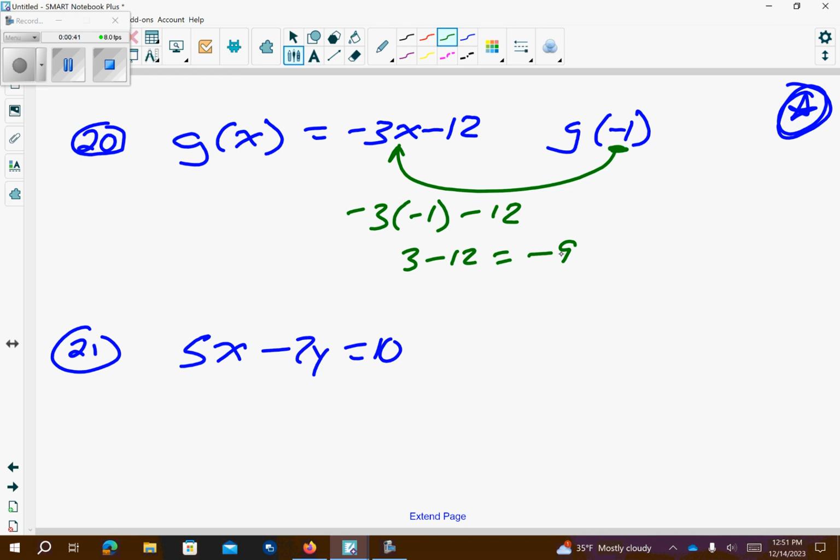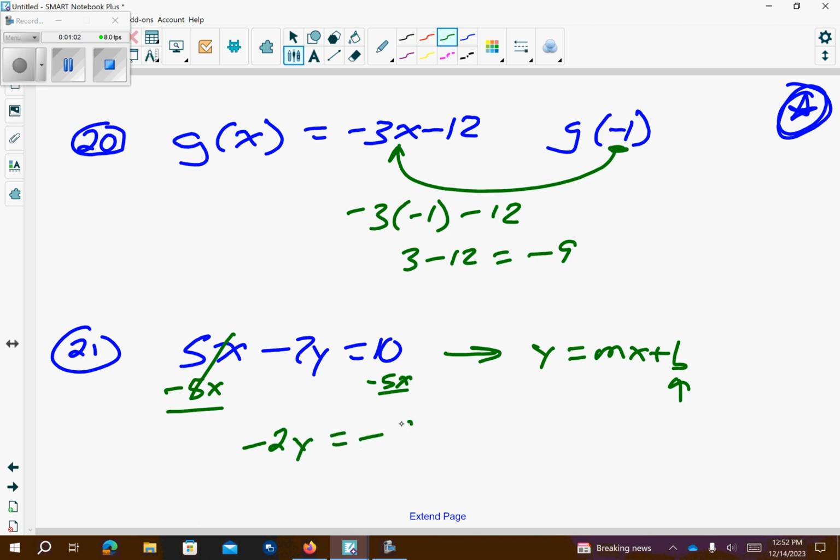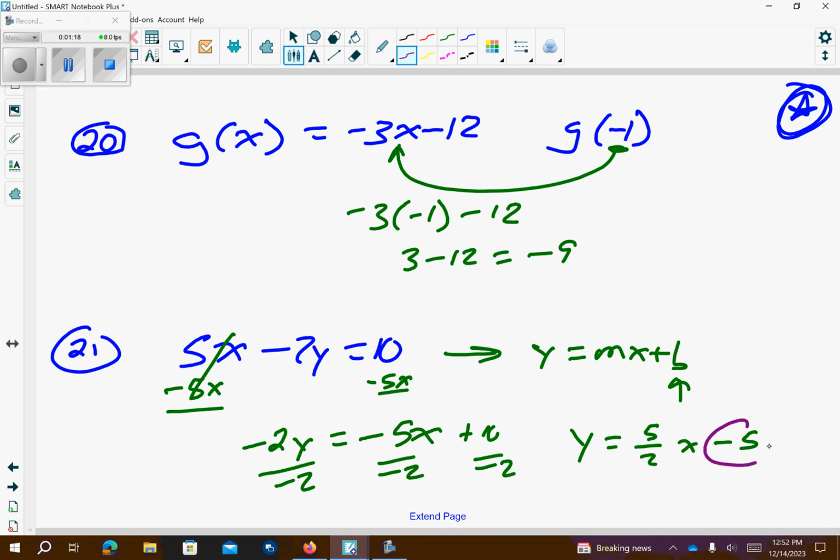Number 21, you want us to figure out the y-intercept. Well, if I can solve this to look like this equation, I'm going to find the y-intercept. All right, subtract. So on this one, we're going to subtract 5x from both sides. Those cancel out, so we get negative 2y equals negative 5x plus 10. Divide both sides by negative 2. So y equals 5 over 2x minus 5. So your y-intercept, this is your y-intercept right here.